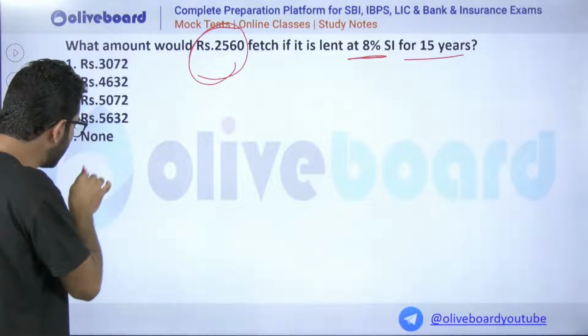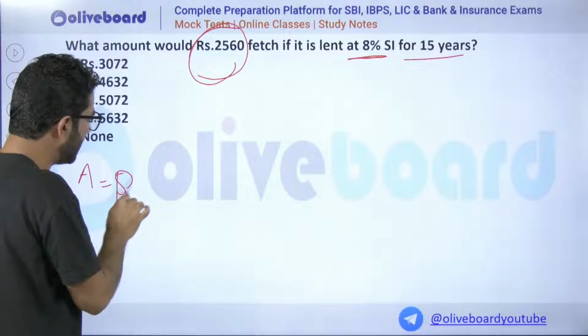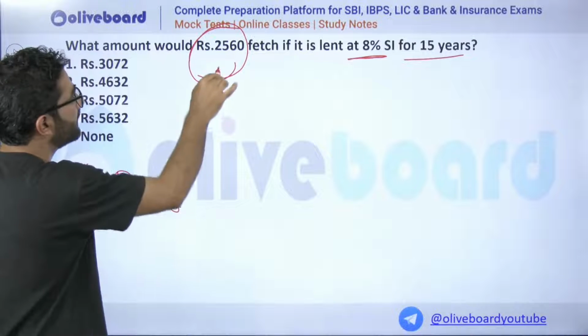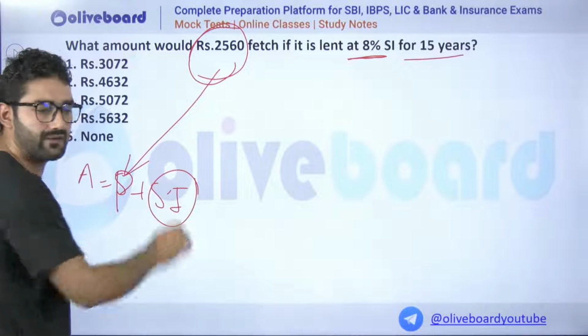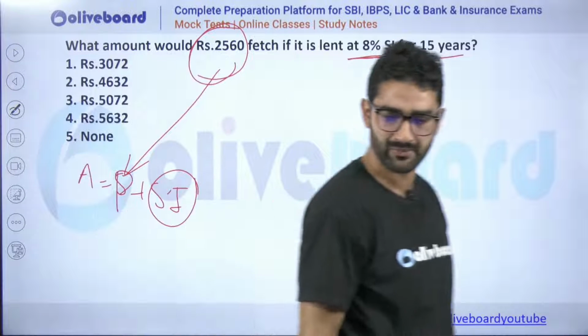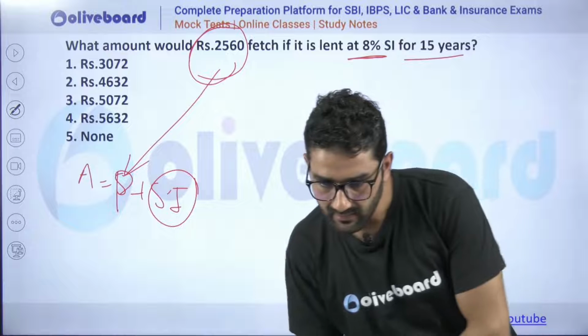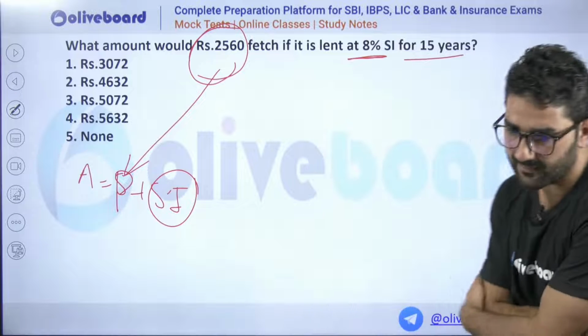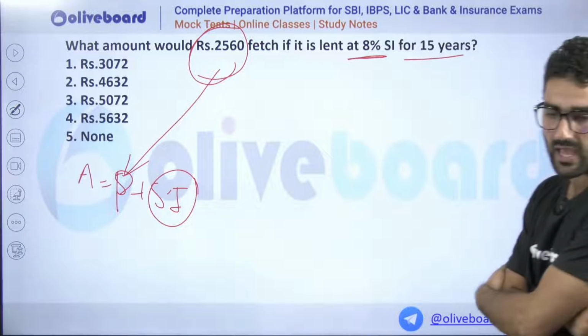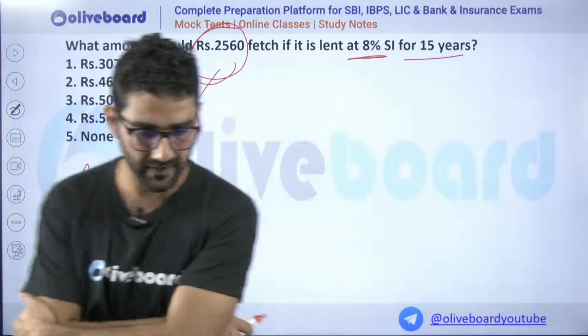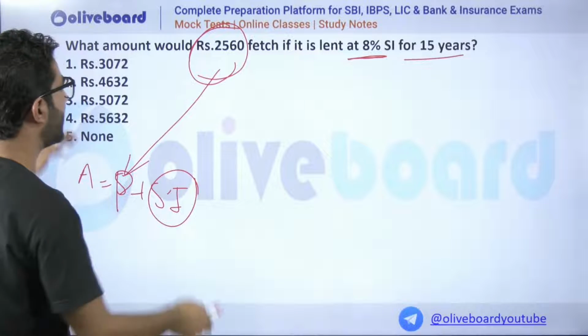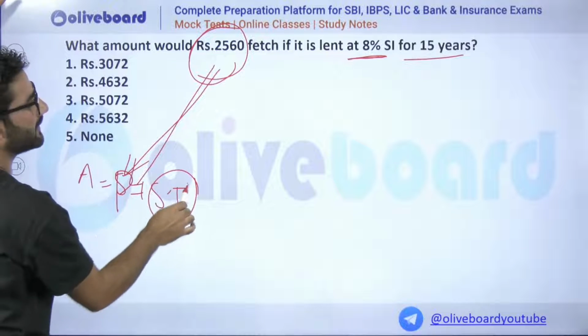Amount is always, sir, principal plus simple interest. Sir, principal is given. We have to calculate simple interest, then add. Yes, Venkatesh, say it is 5632. Okay, now we have to calculate. Everything is perfect. This is principal. Simple interest is how much?